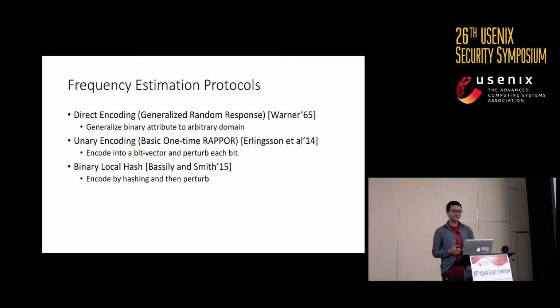There are several existing protocols. One is the generalized version of the Warner model, which we call direct encoding, and another is one specific version of RAPPOR, which we call basic one-time RAPPOR from their paper. The third one is a theoretical work from Bassily and Smith. We call it binary local hash. Next I will go over all of them and try to optimize them.